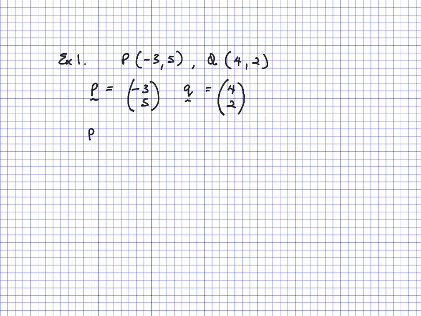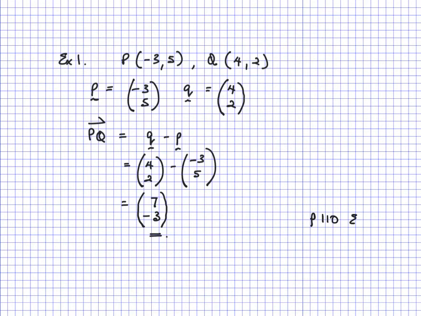So if I want to work out the components of the vector PQ, PQ is small q minus small p, 4, 2 minus -3, 5. 4 minus -3 is 7, 2 minus 5 is -3. Now if we were to sketch this information on a diagram, we would find that it was correct. And this will allow you to do page 110, exercise 13.3 of the vectors booklet.